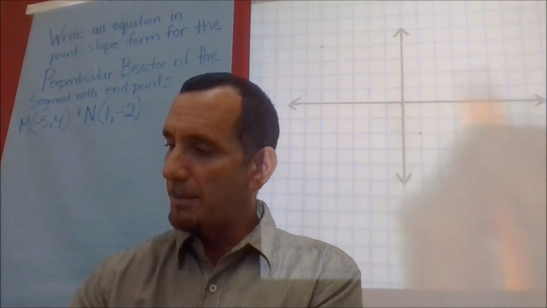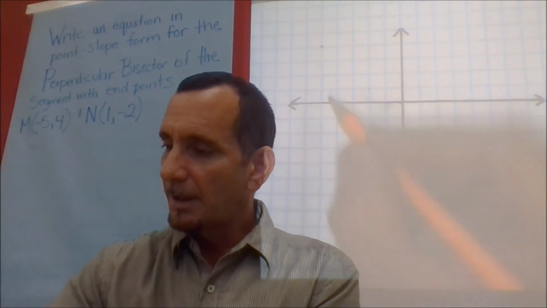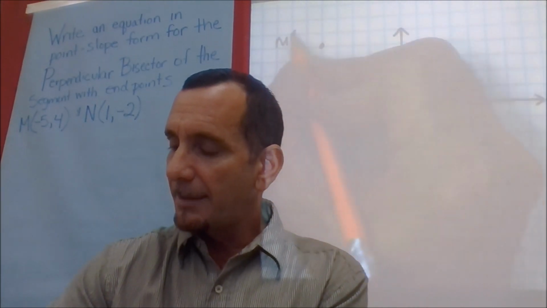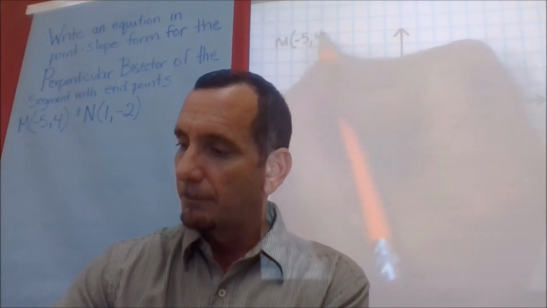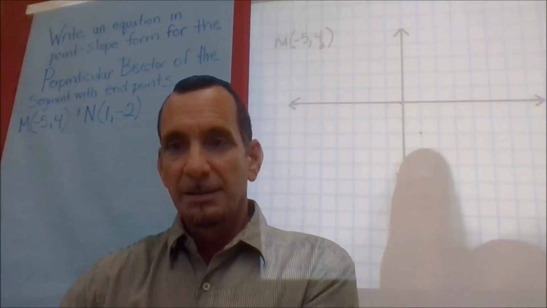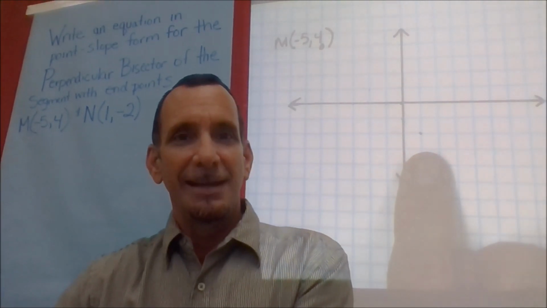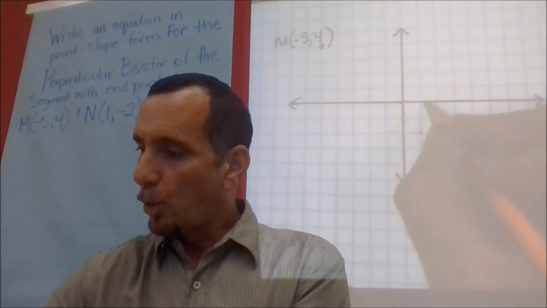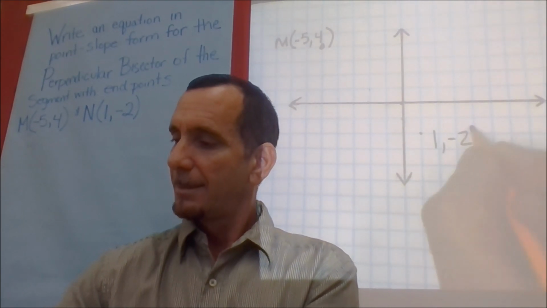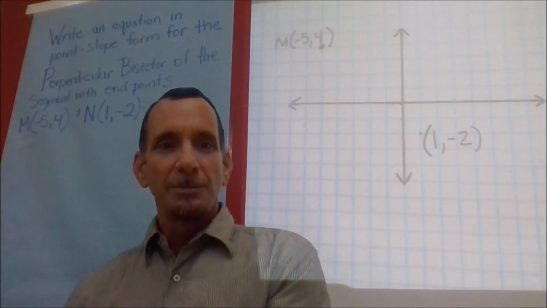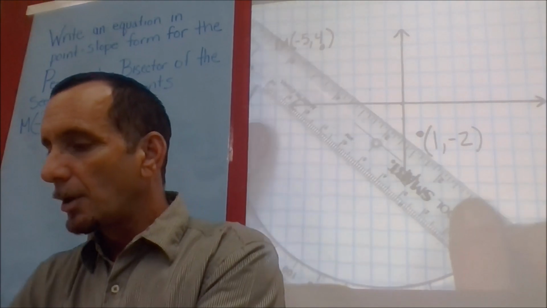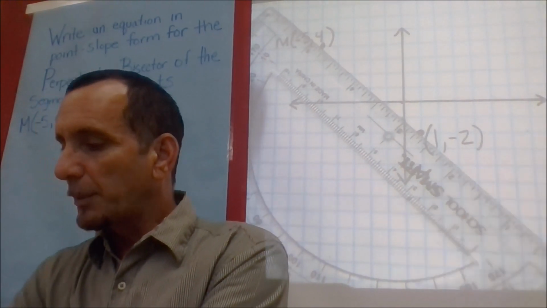M is (-5, 4). I'm going to label that. And N is (1, -2). Now I'm just going to come on over here and draw the segment.